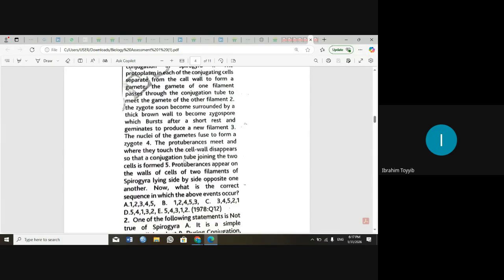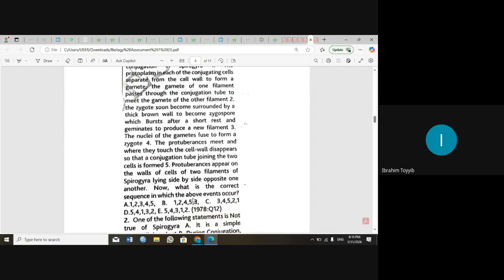It soon becomes surrounded by a thick brown wall to become a zygospore, which bursts after a short rest and germinates to produce a new filament. The nuclei of the gametes fuse to form a zygote. The protuberances meet, and where they touch the cell wall disappears, so that a conjugation tube joining the two cells is formed. Protuberances appear on the walls of cells of two Spirogyra filaments lying side by side, opposite one another.